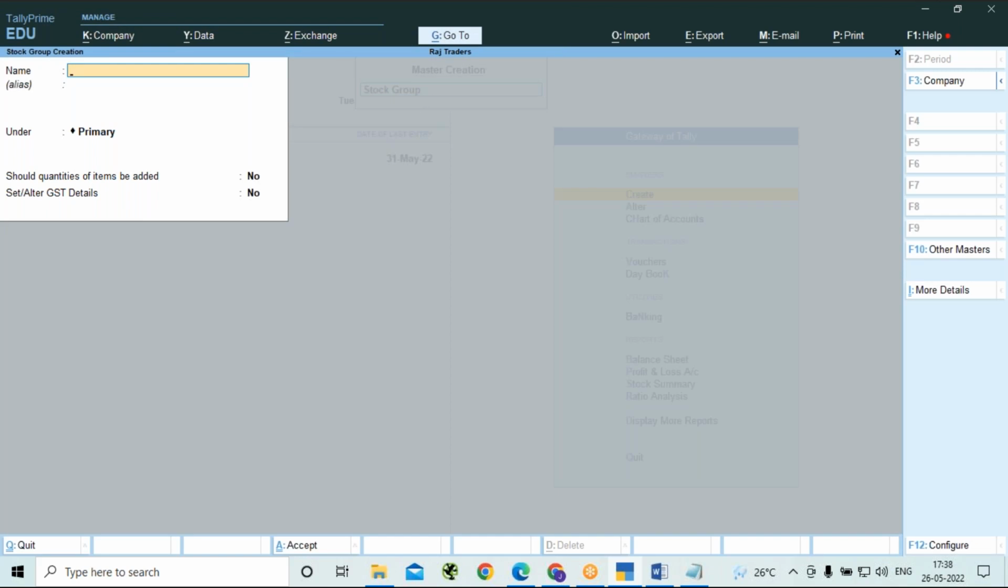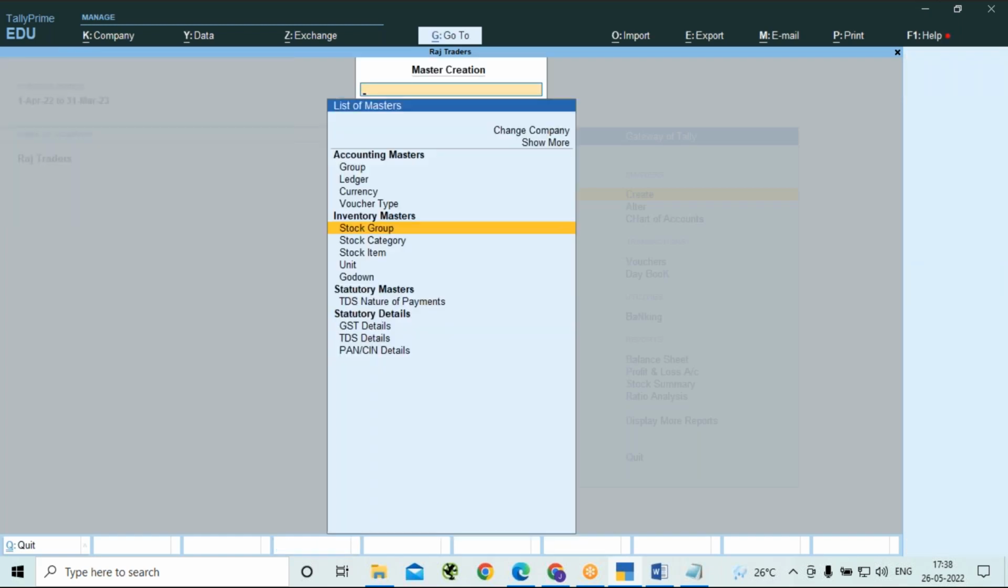Accept it. One more, it was office products, under primary. Should quantities of items be added? Yes. And GST as no. Accepted. So the next one, do not jump into stock item directly. Whenever you have any further classification apart from the stock item, please create all those relevant options first, and then finally configure all those details under the stock items.